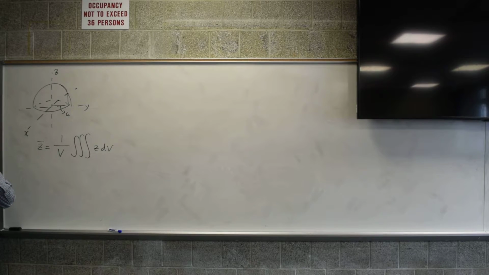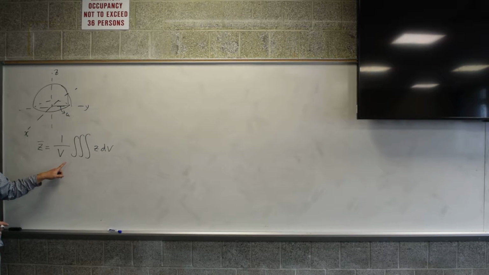Instead of doing that, could you just use 4a over 3 pi for z, because it's a half sphere in the z direction? Like, instead of doing the triple integral, can you just look at it as half a circle in the z direction?